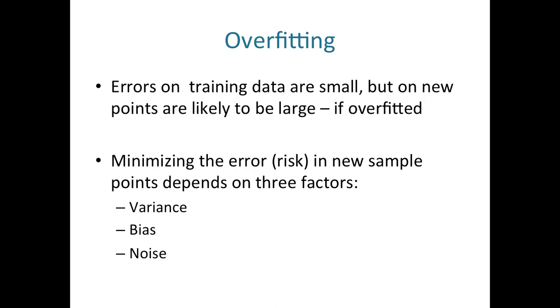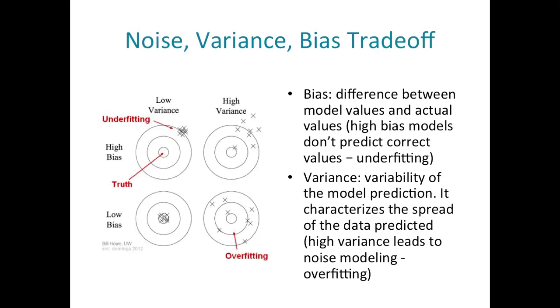In order to minimize the risk on new sample points, so when we have a new point that we are going to use for prediction, to minimize that risk, it depends on 3 different factors. Let's try to unpack a little bit the meaning of bias and variance. Bias is basically the difference between the values predicted by our model and the actual values, whereas variance represents the variability of the model predictions. So what's the spread of the different values that we have predicted?